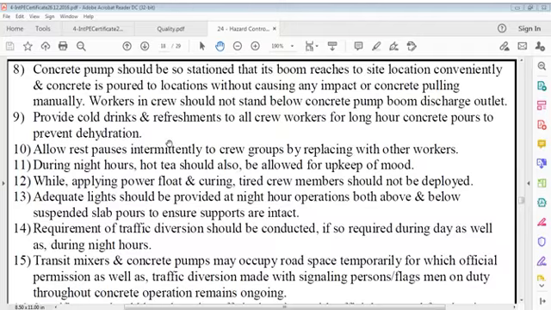Traffic diversion should be arranged if necessary, during day as well as night hours, if your site is located in a public or traffic area. That permission must be obtained if legally required.